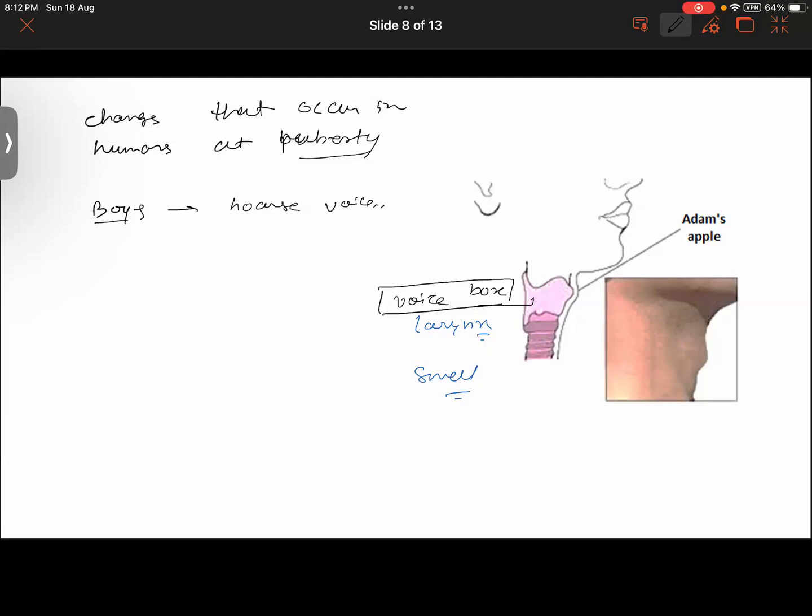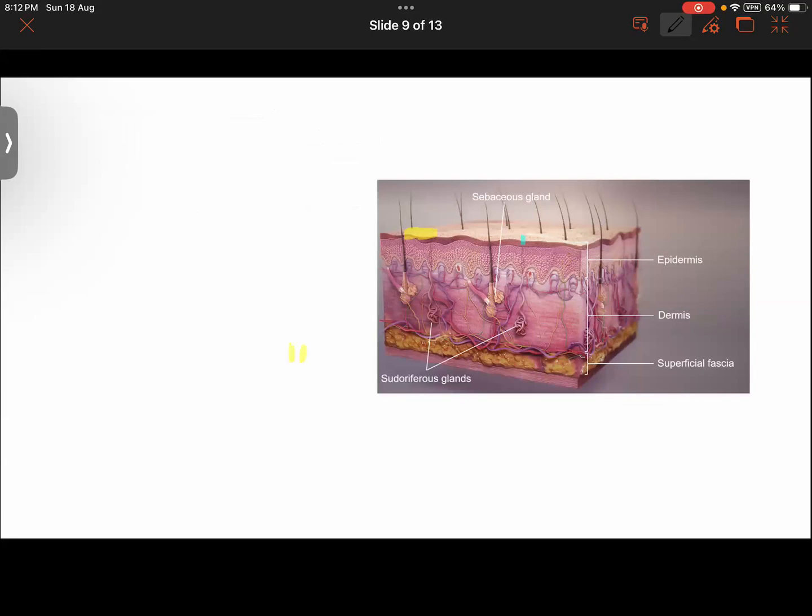While this larynx is visible in the case of the boys, in the girls it is not visible. So that is one of the changes that we observe at the age of puberty.